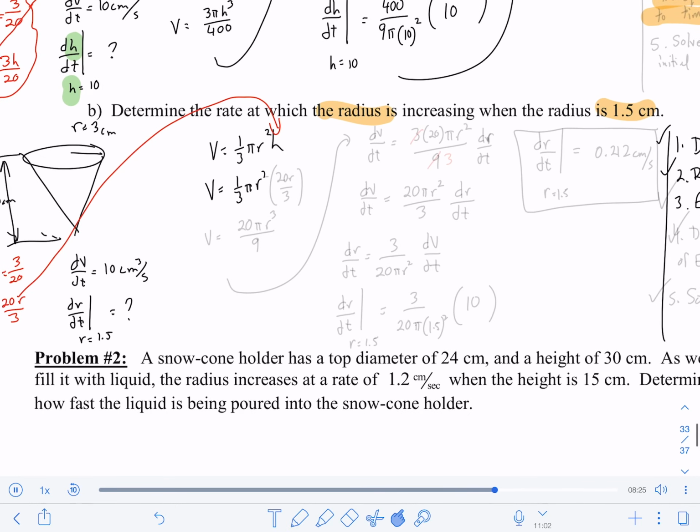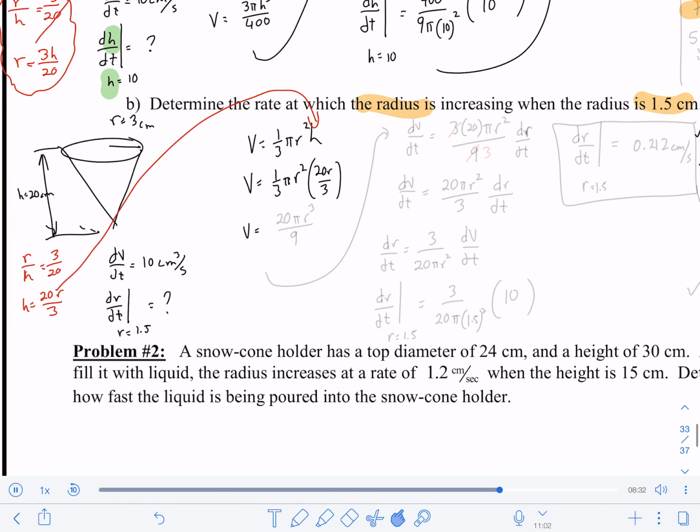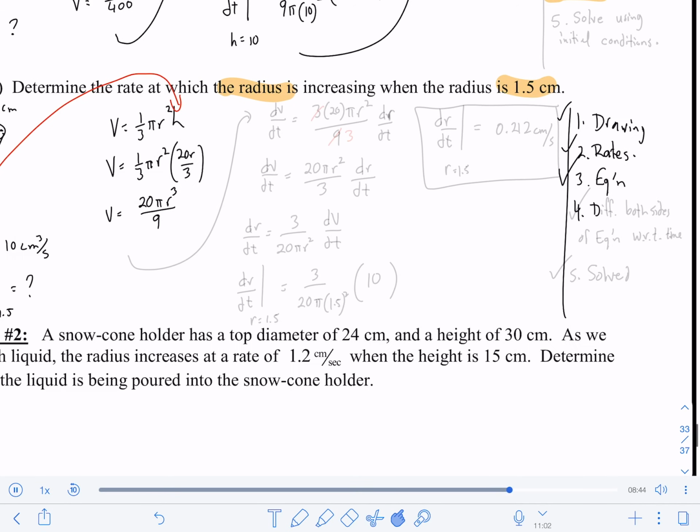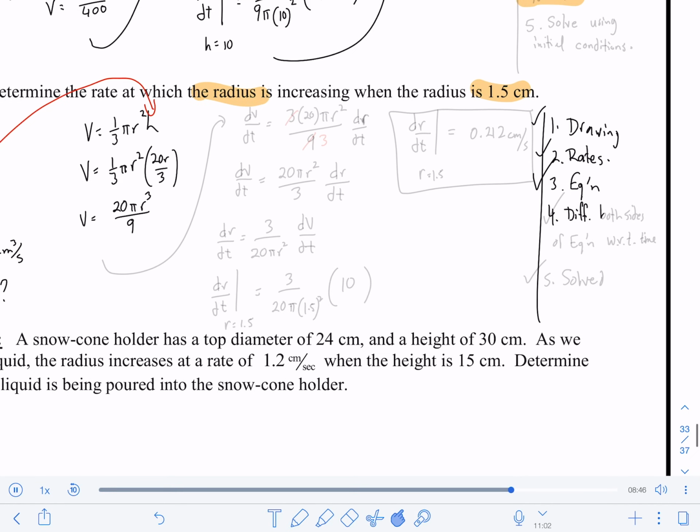We're going to have an equation that looks like this. 1/3 pi r squared times, and now instead of h, I have 20r over 3. I'm going to simplify that. So 20 pi r cubed over 9 is now our equation. So I'm just going to check that off. And then the next thing is we're going to differentiate both sides of the equation with respect to time.